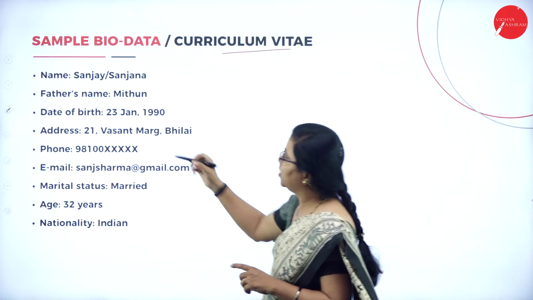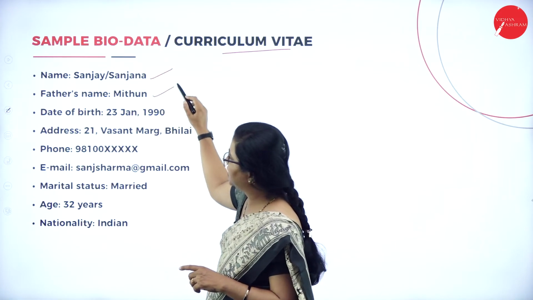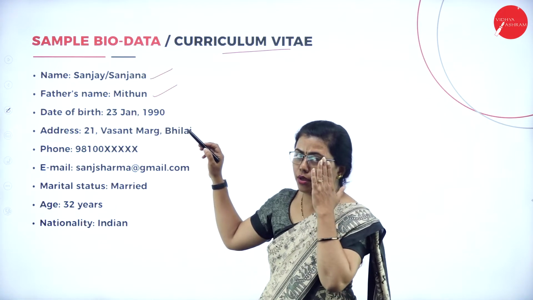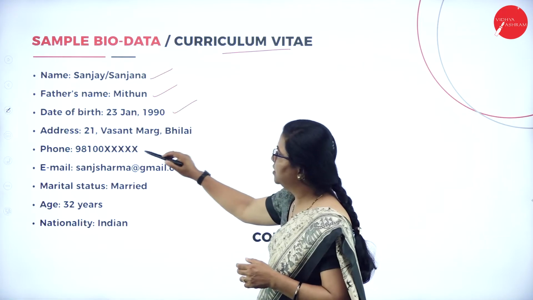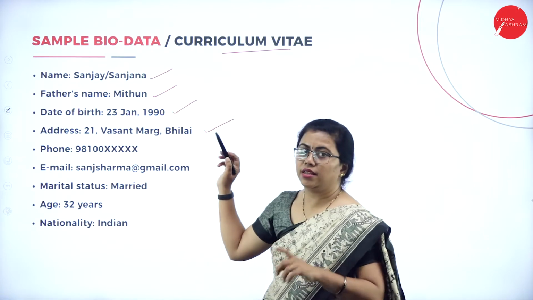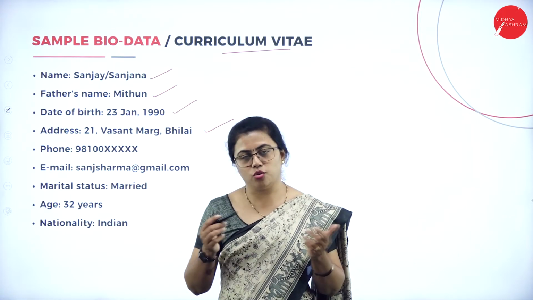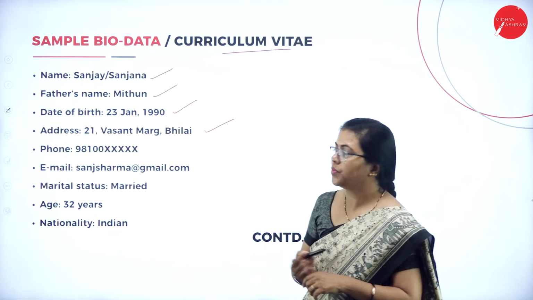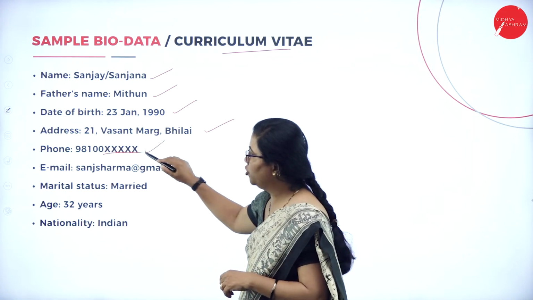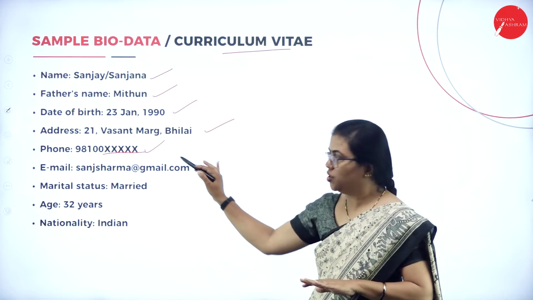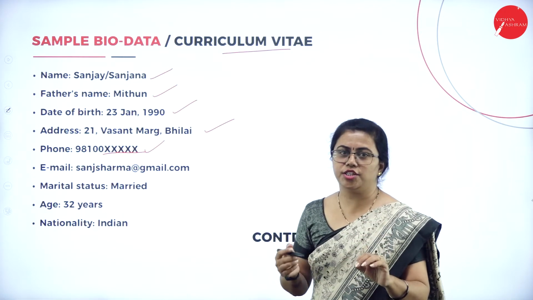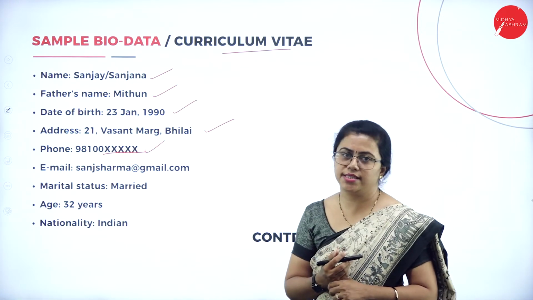Okay, so you start with the name, then father's name, all the personal details you are going to enter here, then date of birth, then also the address. You have already written the address there, it's okay, please repeat it here also. Phone number also, as I told you, please do not mention your personal number, you know it is a 10-digit number, you can just put XXX in the end.